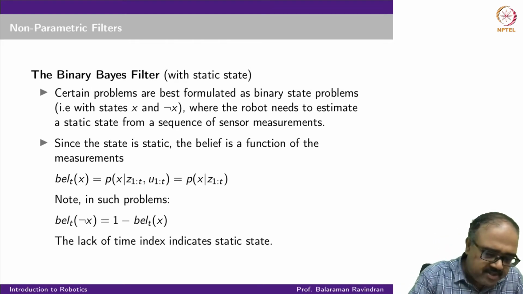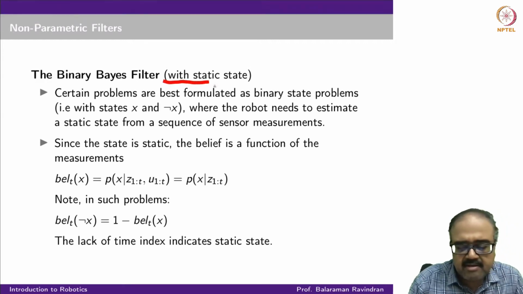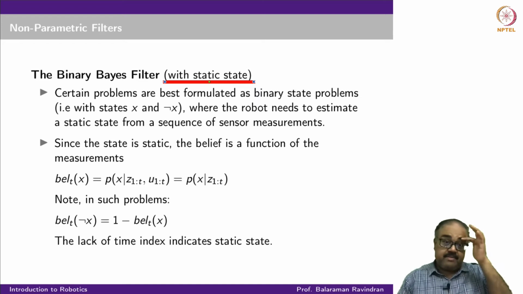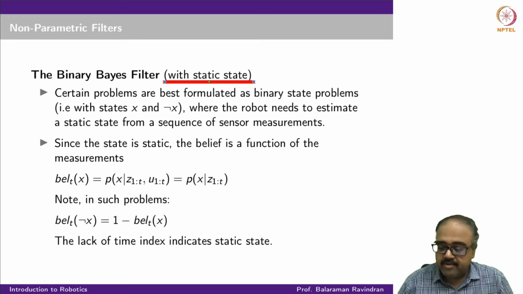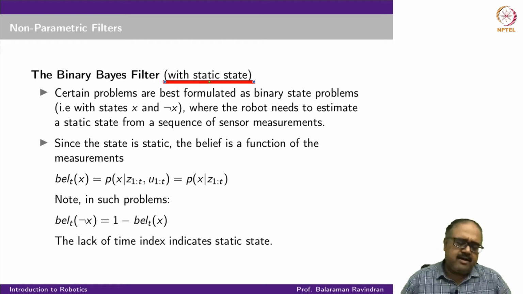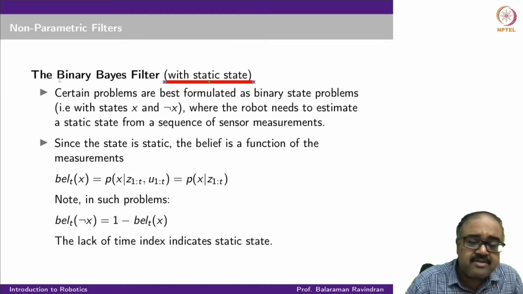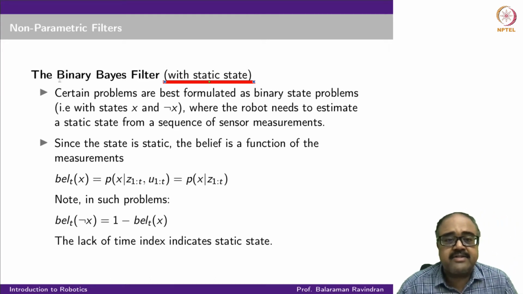Such problem settings are called problems with static state. So I'm not changing my state. My state is fixed, and I'm going to only repeatedly make measurements until I'm sure about my state. And we're going to look at a very specific instance. It's a non-parametric filter, as you can see from the slide, because it's going back to the original Bayes filter setup, not making any assumption about what the distribution is.